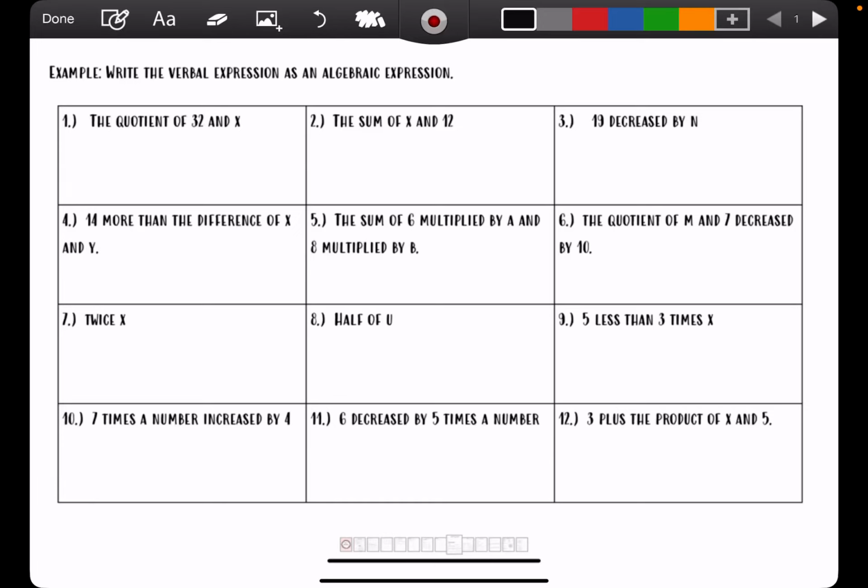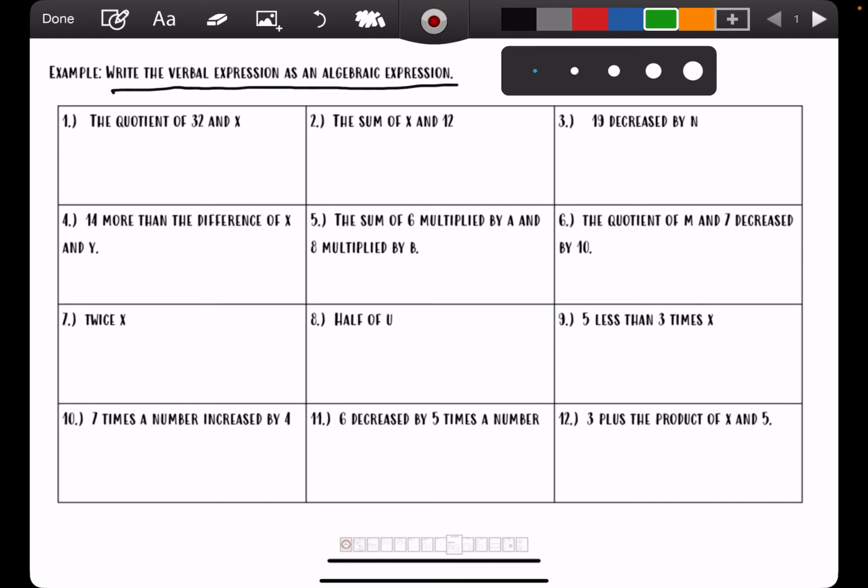Okay, this video is to help give examples on how to write verbal expressions as algebraic expressions. So in other words, if you're given a word problem, how do you transfer it into a mathematical expression if that's what it's asking you to do? In this case, we've got a ton of examples. Let's go ahead and get started.